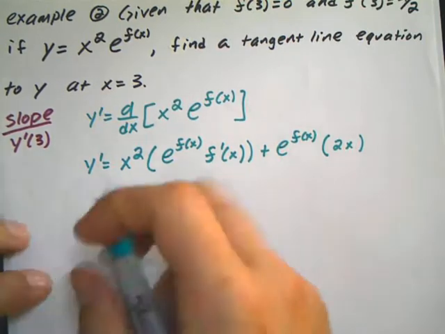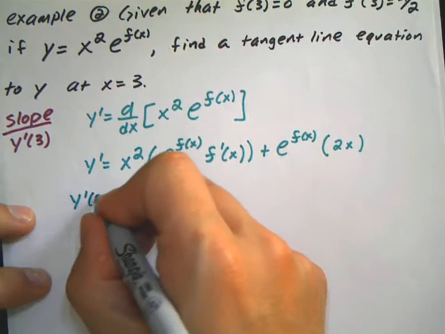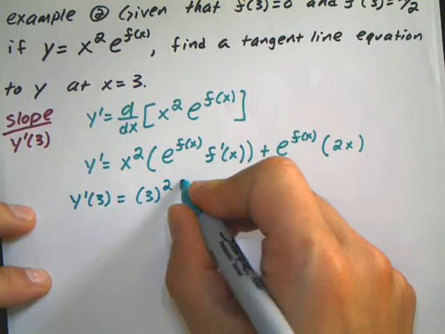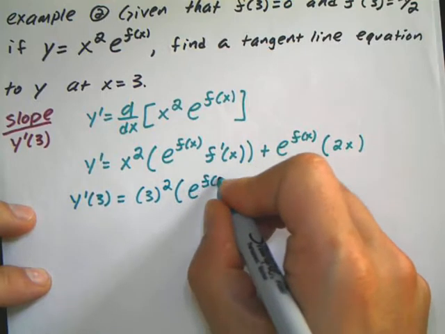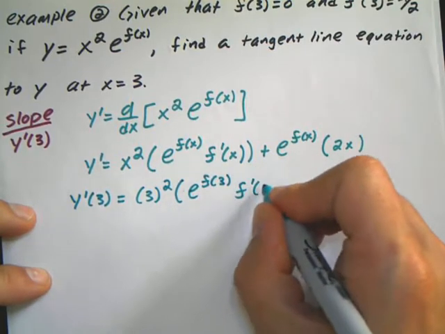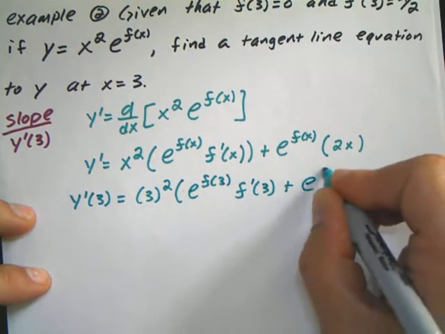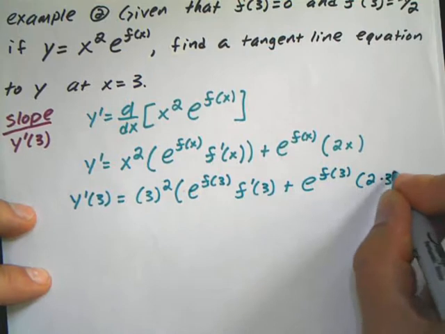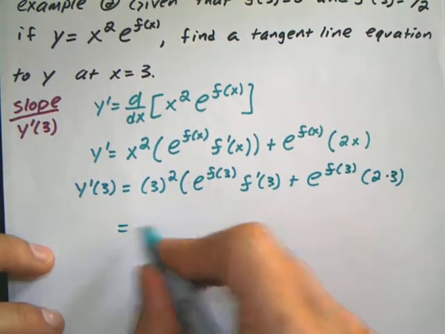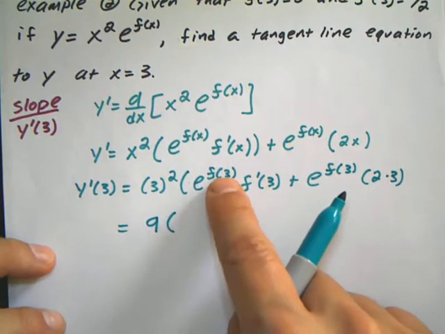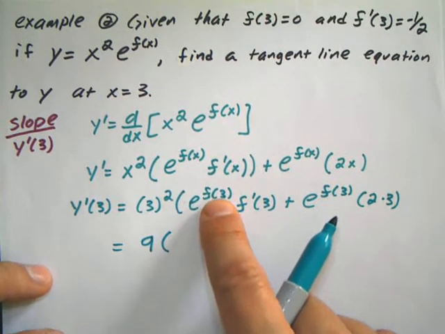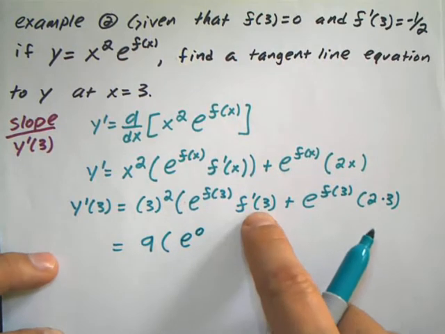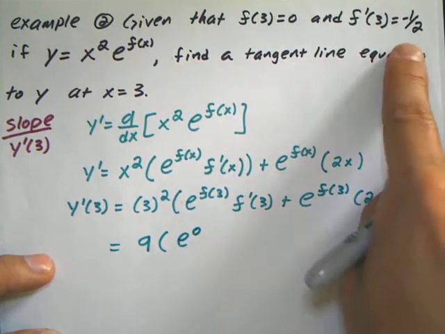So to find out my tangent slope, I have to evaluate this at 3. So it's going to be f prime of 3, which is equal to 3 squared e to the f of 3. Multiply that by f prime of 3 plus e to the f of 3, and then 2 times 3. So this turns out to be a 9. f of 3 from the given information is 0, so it's going to be e to the 0. f prime of 3 we're given to be negative 1/2.